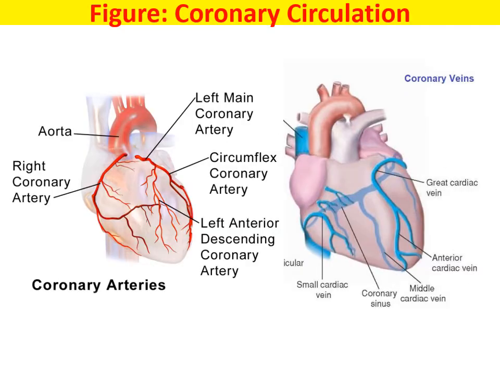So this is the figure of the coronary circulation. Here on the left side you can see the coronary arteries, which supply oxygenated blood to the myocardium. Once the coronary artery supplies oxygenated blood, at the capillary level there is diffusion and exchange of oxygen and carbon dioxide. And in this diagram on the right, these are the coronary veins, which carry the deoxygenated blood back into the right atrium.